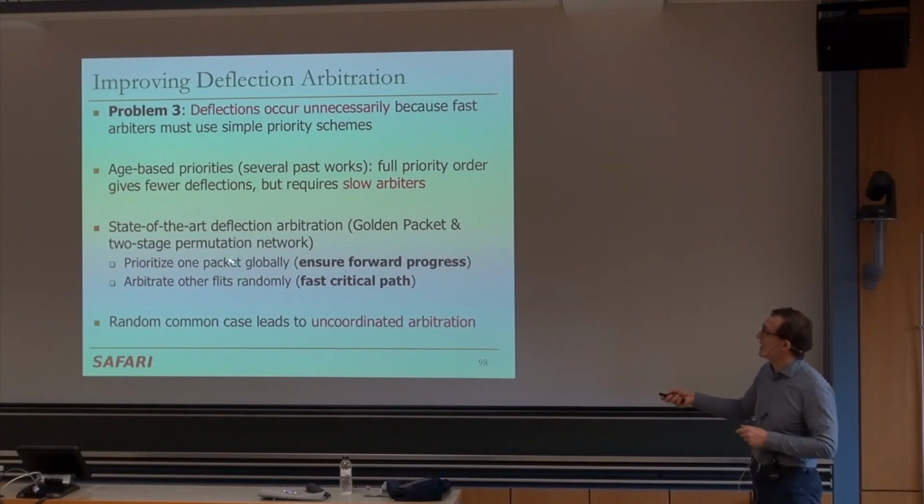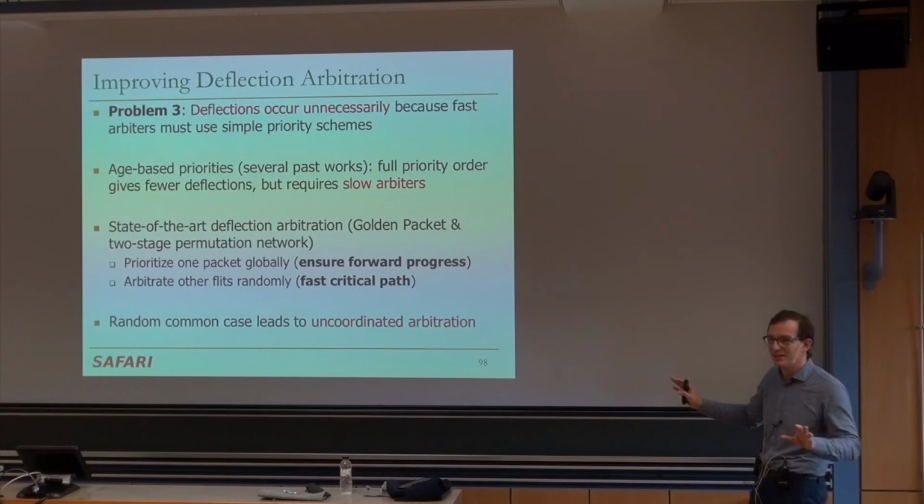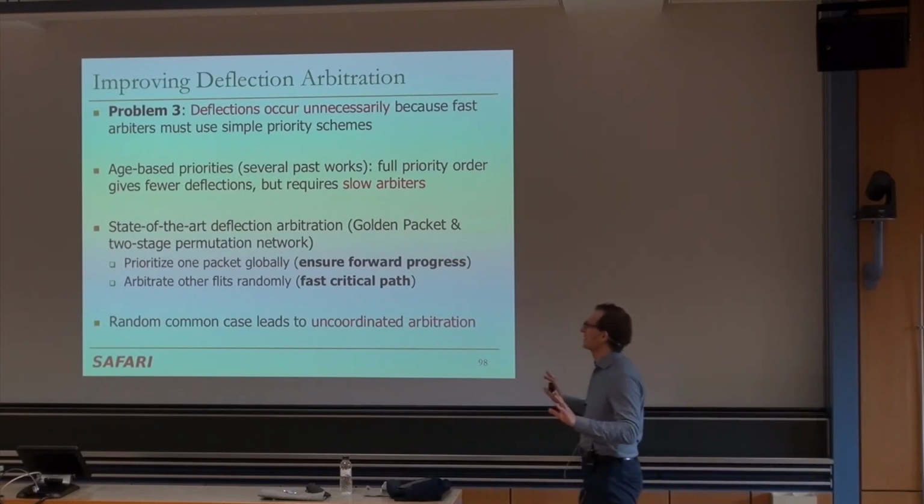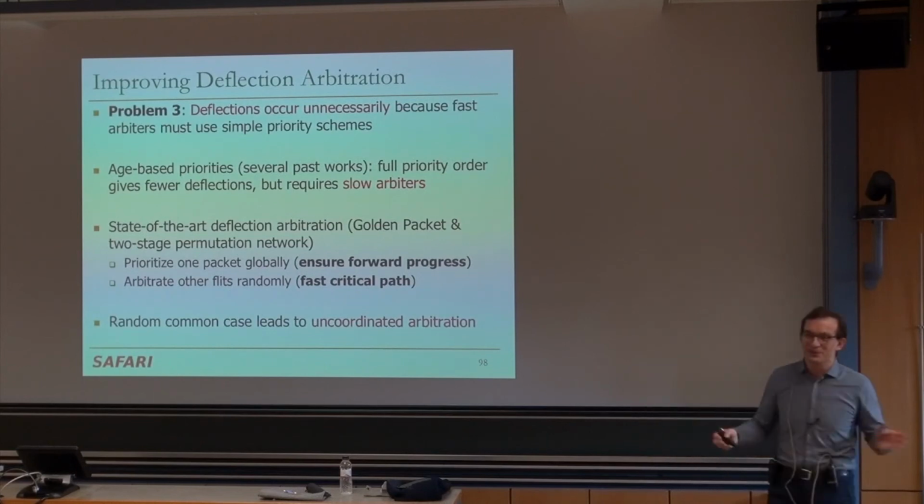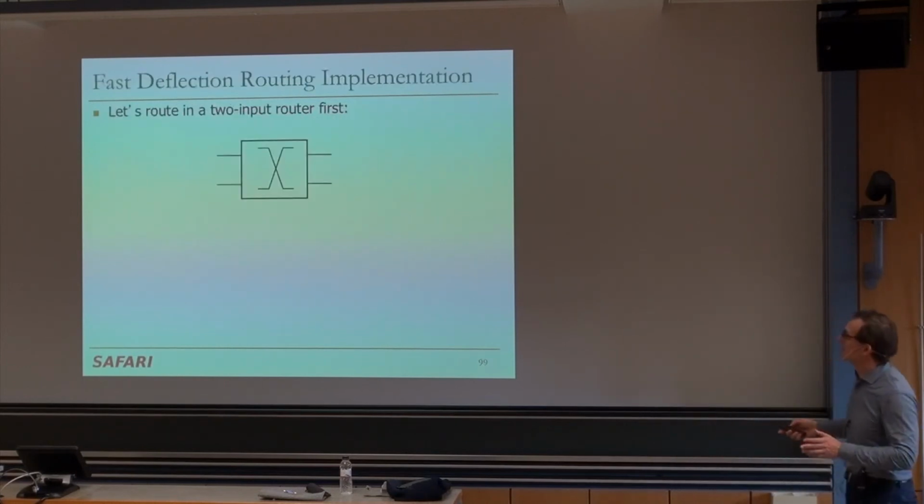It prioritizes one packet globally to ensure forward progress, but arbitrates among other flits randomly. Random is good for the fast critical path. But random in the common case leads to uncoordinated arbitration. Now, what does this mean?